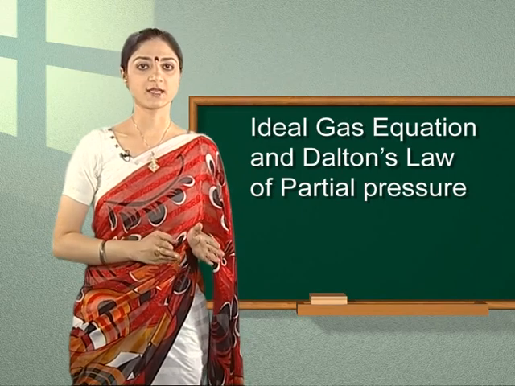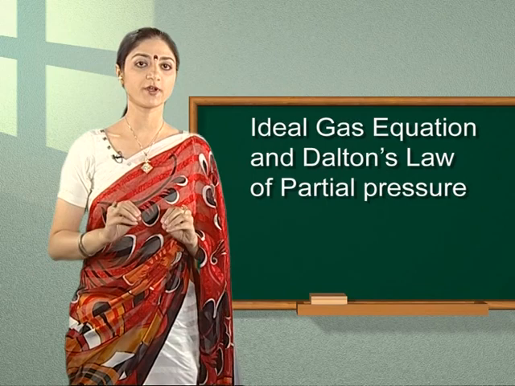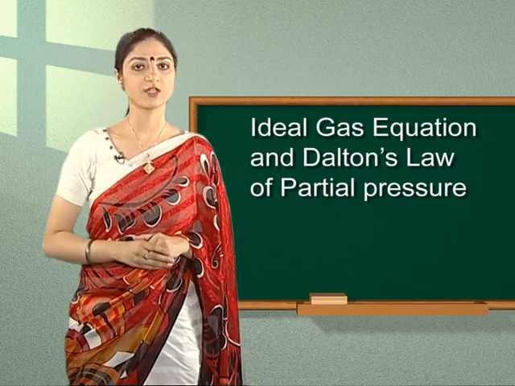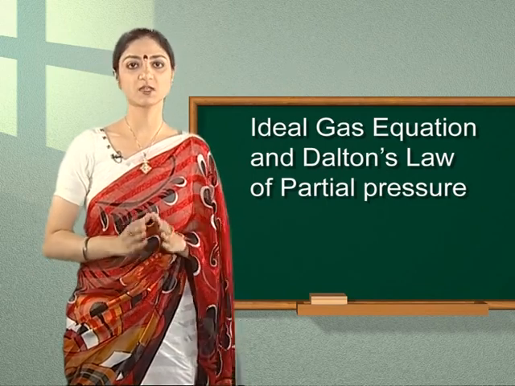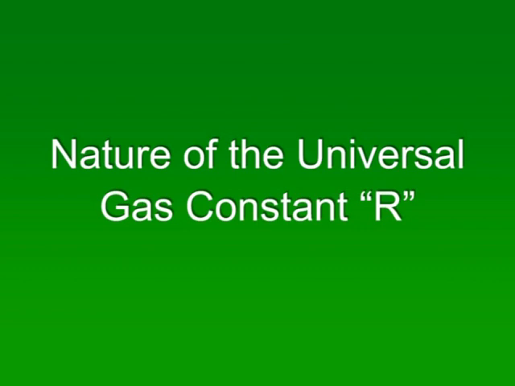If out of 6 values of 5 variables are known, the value of unknown variable can be calculated from the equation. This equation is also known as combined gas law. Let us now learn about nature of the universal gas constant R.